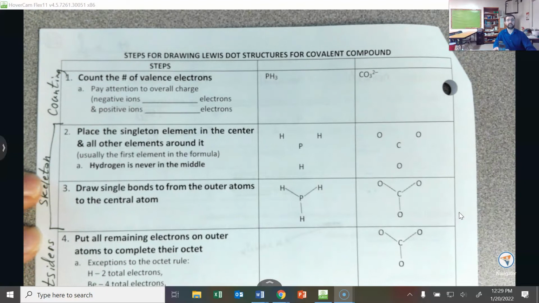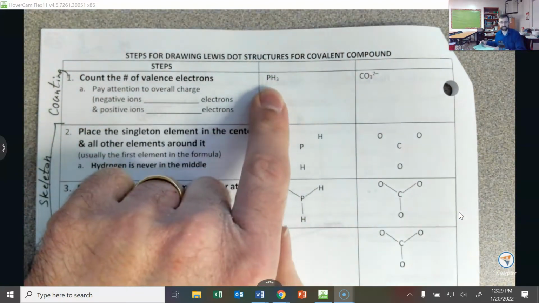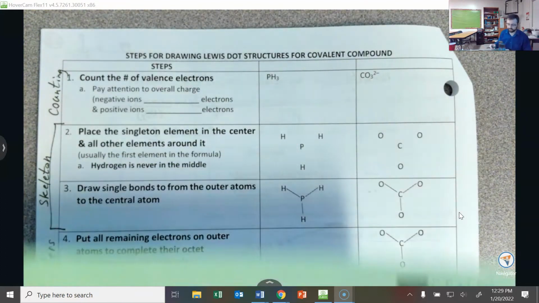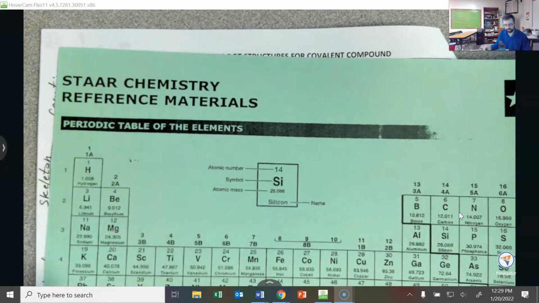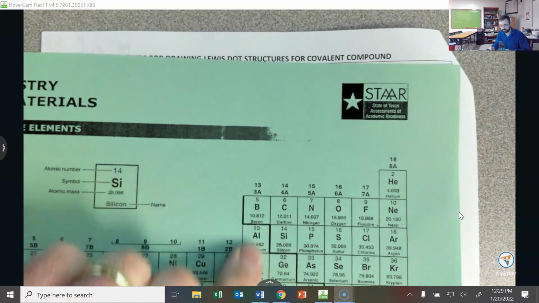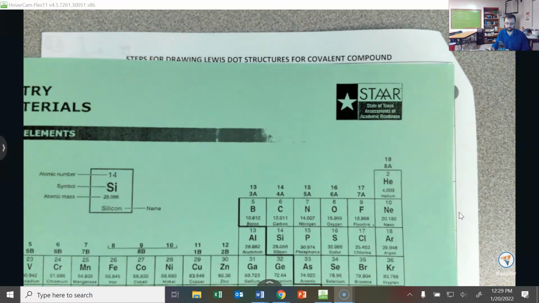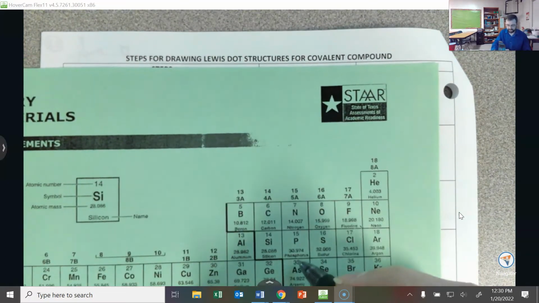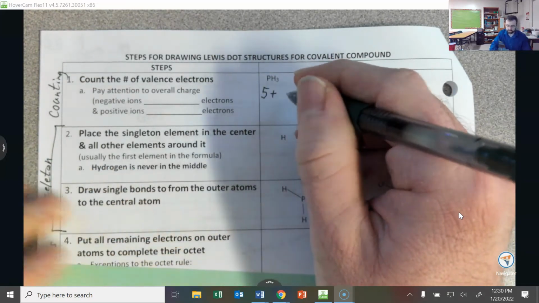All right, so the first step is counting. We want to count the number of valence electrons in the molecule. So in the first example, I see that I've got phosphorus and I've got 3 hydrogens. A reminder of how to count the number of valence electrons. Group 1 has 1 valence electron, 2 is 2. Don't worry about the middle. We're not going to be dealing with the D block. But when you get over here, we've got 3, 4, 5, 6, 7, and then 8. It corresponds to the A group number. So phosphorus, being in group 5A, has 5 valence electrons. And then each hydrogen has 1, because it's in group 1.